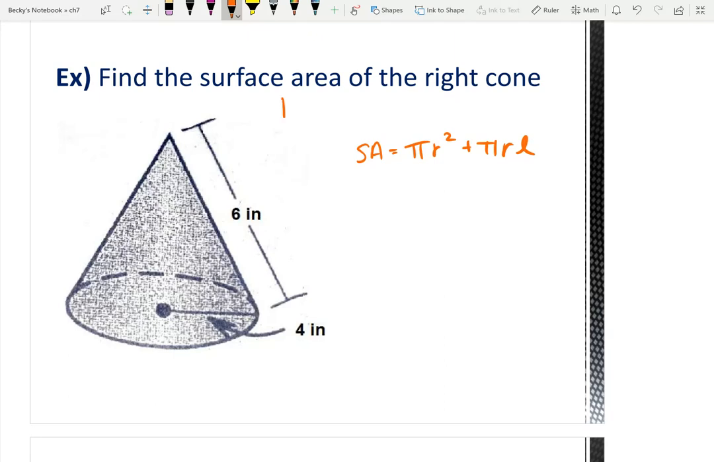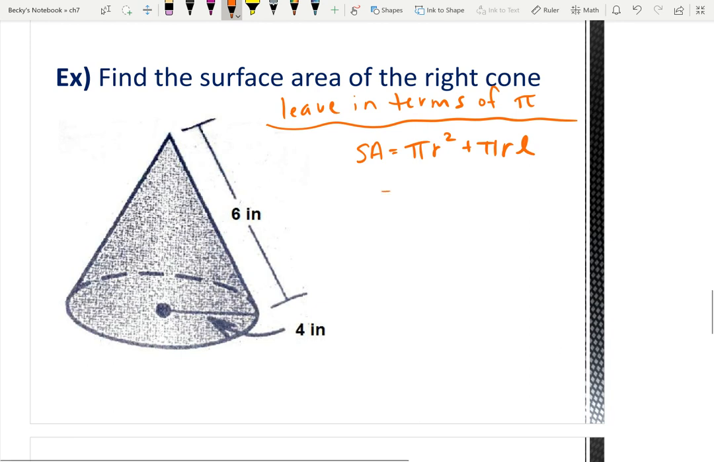Now we are going to leave it in terms of pi. All right, so if you don't know what that means, your final answer will have a pi symbol in it. Okay, so it ends up being much easier. So I'm just going to write the pi symbol. Let's replace the radius. So my radius is 4. Draw your pi symbol. My radius is 4. And my slant height is right here. This is my slant height, and it is 6.